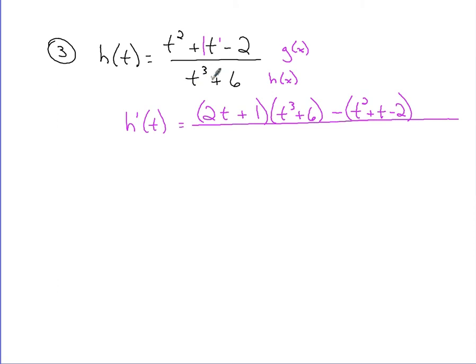You've got t cubed, so bring down the 3. It's now going to be t squared. Got that constant of 6, which goes to 0. So 3t squared is the derivative of the bottom. Finishing up the rule, you take h of x, which is t cubed plus 6, and you raise that to a power of 2. That concludes your rule, right?